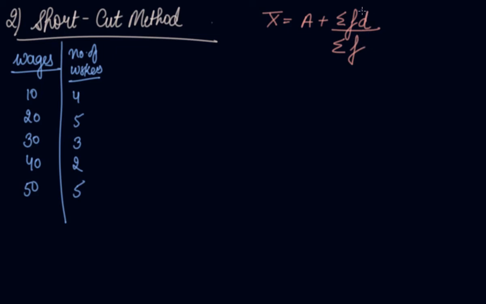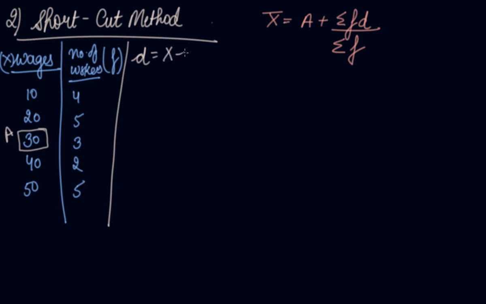You will take the same approach. First you will assume the mean from the series; this is the x, this is the f, because these are the numbers and this is the variable. So let's assume the mean as 30. This is the assumed mean. Then we take the deviation, that is d, which is x minus a. So 10 minus 30 is minus 20. 20 minus 30 is minus 10. 30 minus 30 is 0. 40 minus 30 is 10. 50 minus 30 is 20.